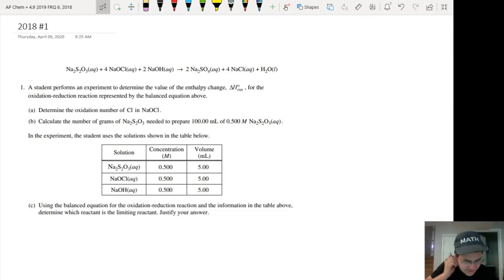So okay, here's a big long reaction. It says, student performs an experiment. They're going to determine the value of the enthalpy change, delta H reaction, for the oxidation reduction reaction represented by the balanced equation above. Okay, it says determine the oxidation number of Cl in NaOCl, which is, I think, sodium hypochlorite. So, I know I didn't have you guys memorize all the ions, but let me switch over to my screen.